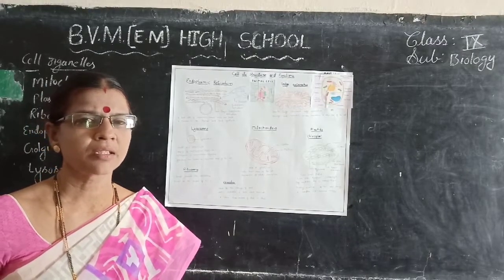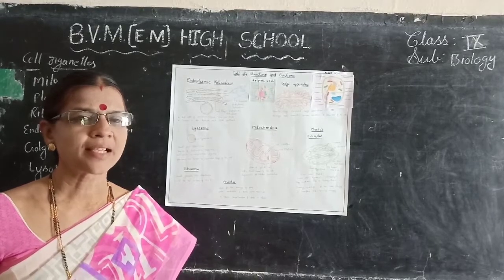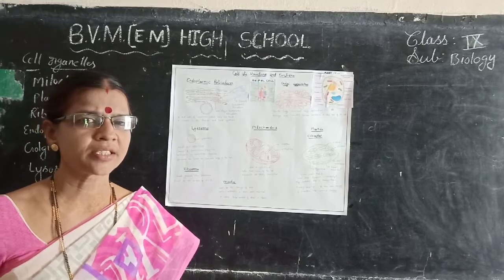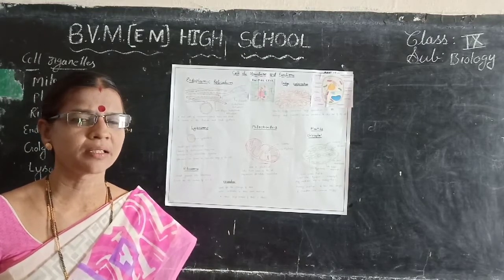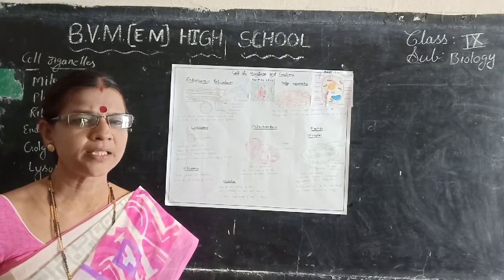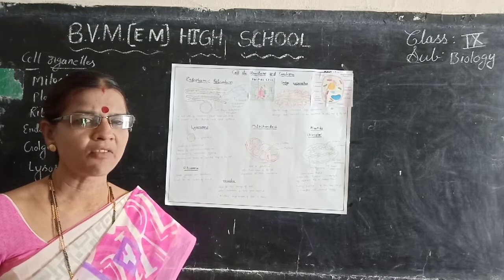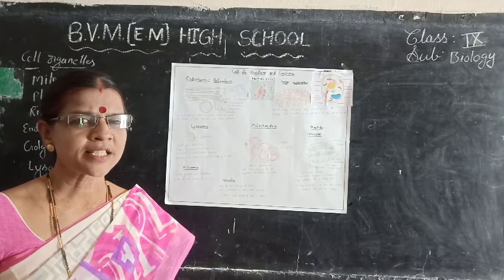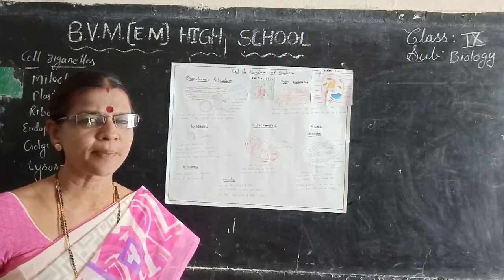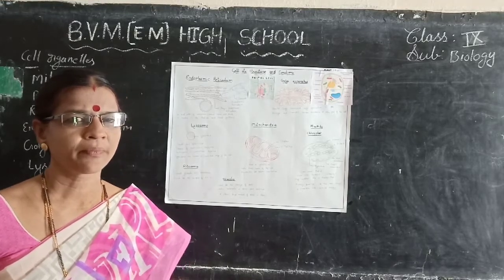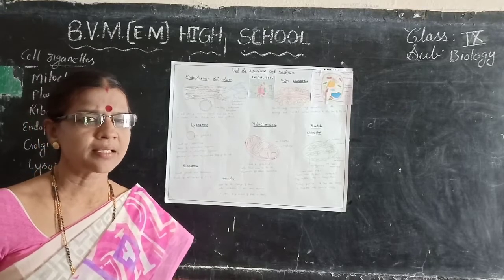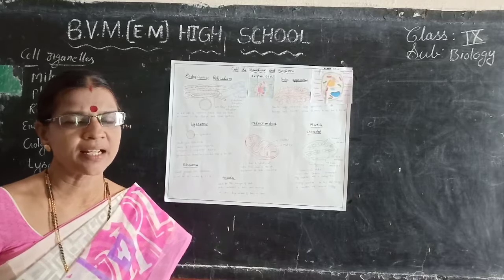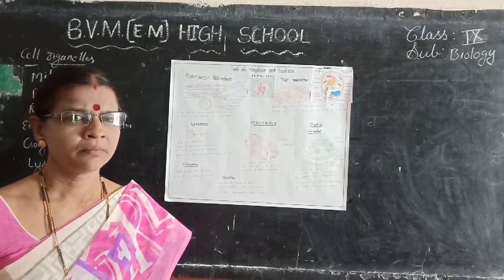In last class, we learned about plant cell and animal cell and their differences. What are the differences of plant and animal cells? In plants, cell wall is present. In animal cells, cell wall is absent. In plant cells, plastids are present. In animal cells, plastids are not present. In plant cells, centrioles are absent. In animal cells, centrioles are present.